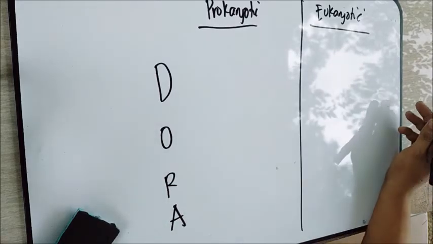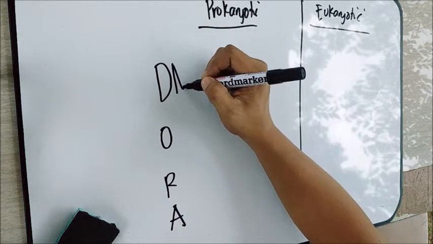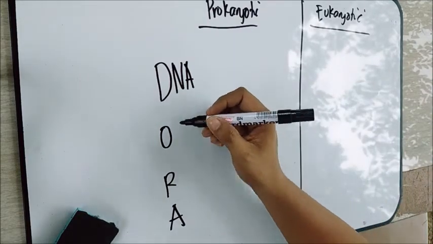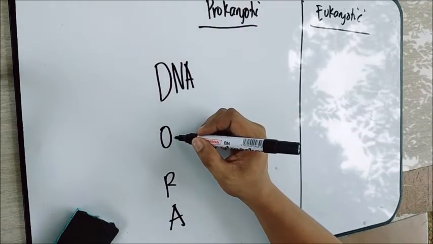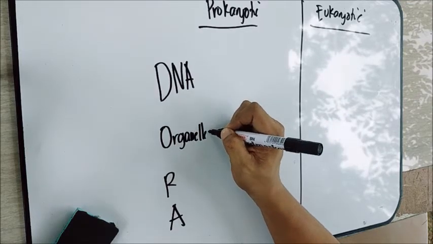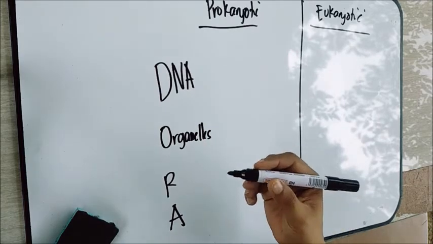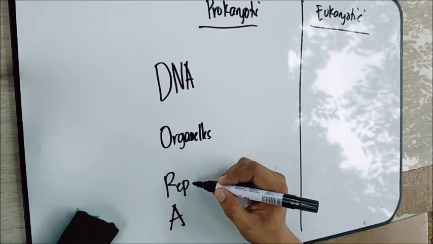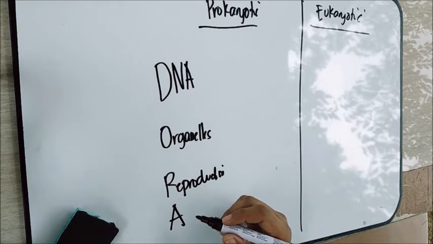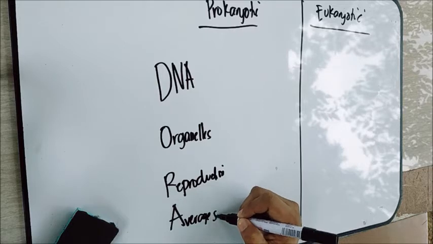Why? Because they can be differentiated according to the structure and the size of the DNA. They can also be differentiated according to the presence of organelles. They can also be differentiated in terms of their reproduction, and according to their average size.